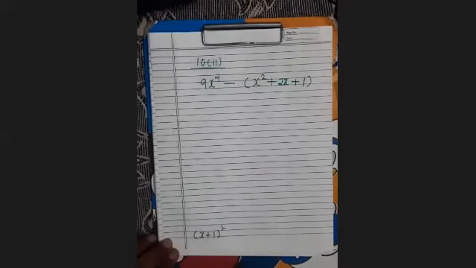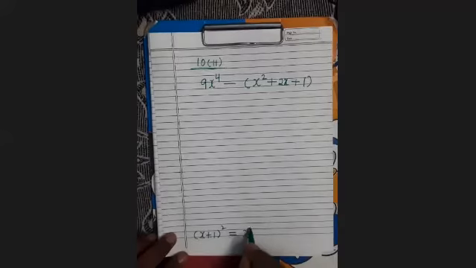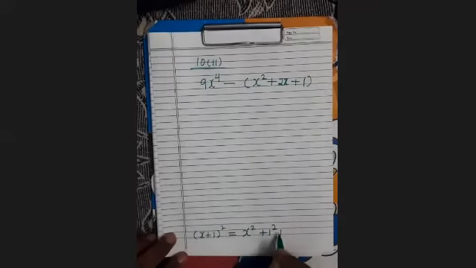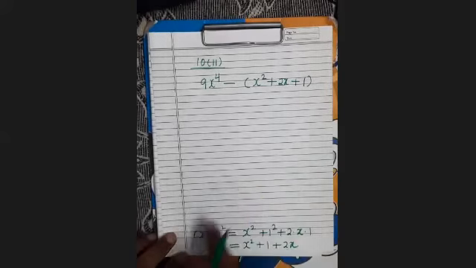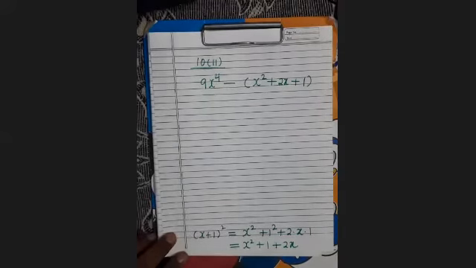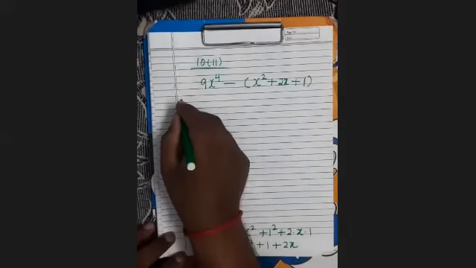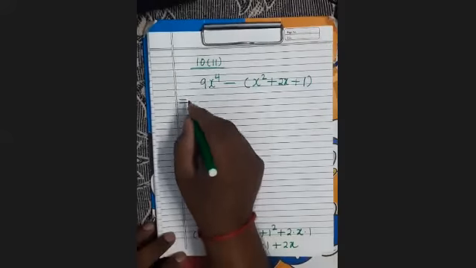x plus 1 whole square. A plus b whole square. What is the formula? A square plus b square plus 2 into a into b. Means it is x square plus 1 plus 2x. It's clear? X square plus 1 plus 2x. So we can write this as x plus 1 का whole square. But उसको हमको show करना पड़ेगा. So what will you write? 9x to the power 4.